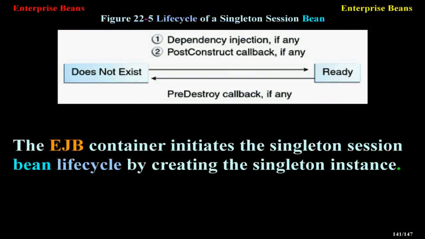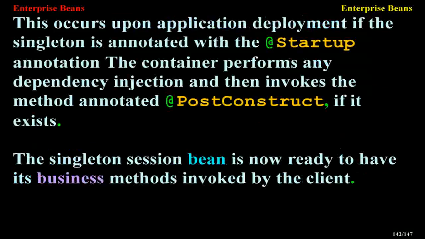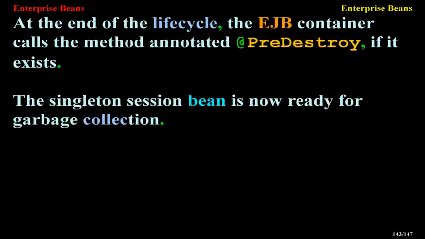The EJB container initiates the singleton session bean life cycle by creating the singleton instance. This occurs upon application deployment if the singleton is annotated with a startup annotation. The container performs any dependency injection and then invokes the method annotated PostConstruct, if it exists. The singleton session bean is now ready to have its business methods invoked by the client. At the end of the life cycle, the EJB container calls the method annotated PreDestroy, if it exists. The singleton session bean is now ready for garbage collection.